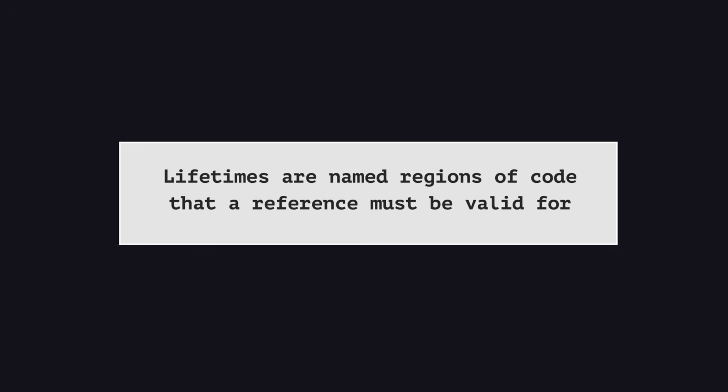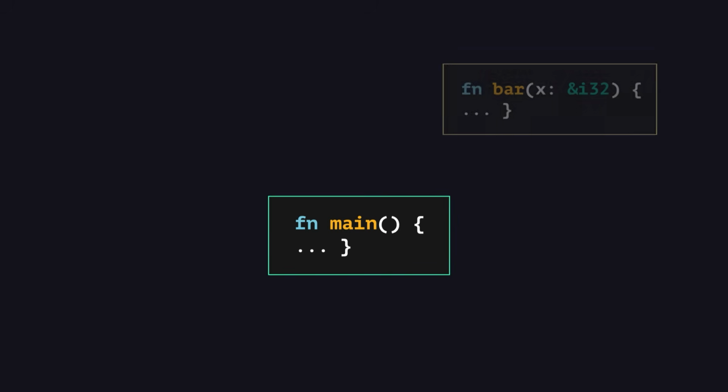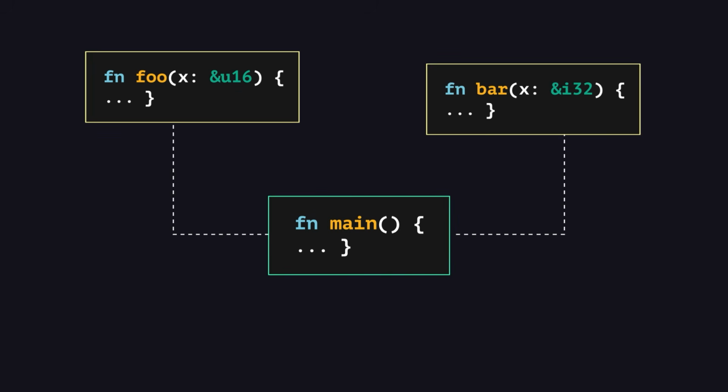Rust Nomicon defines lifetimes as the named regions of code that a reference must be valid for. In a local context, we don't need to worry about lifetimes because Rust has enough information to work out everything as optimally as possible. However, once we cross the function boundary, we encounter the problem of dealing with lifetimes.